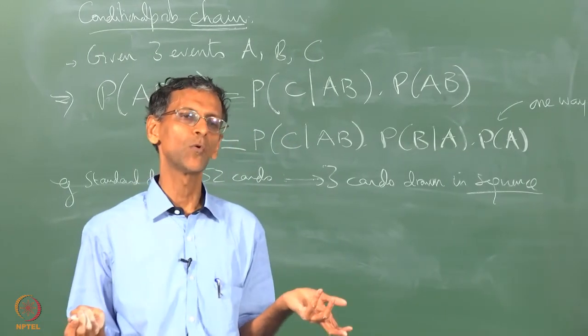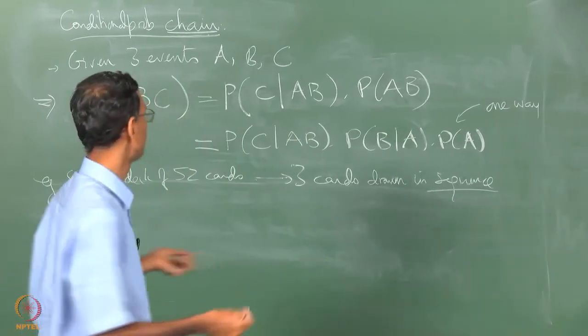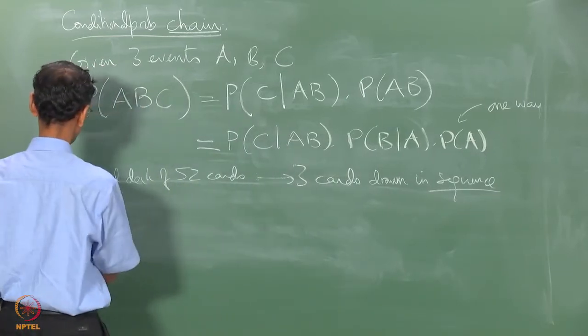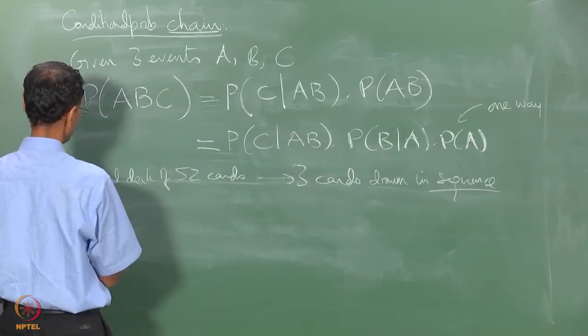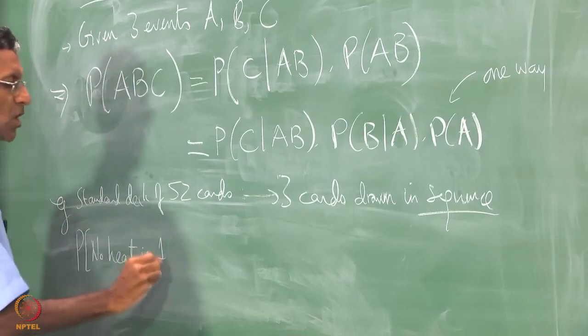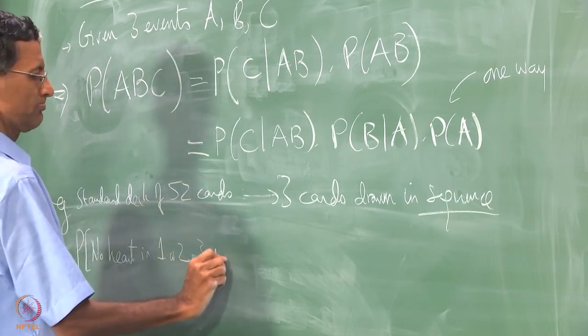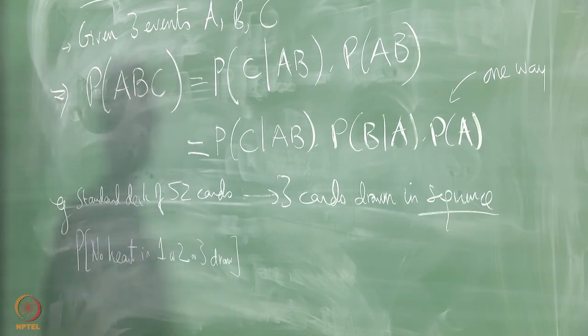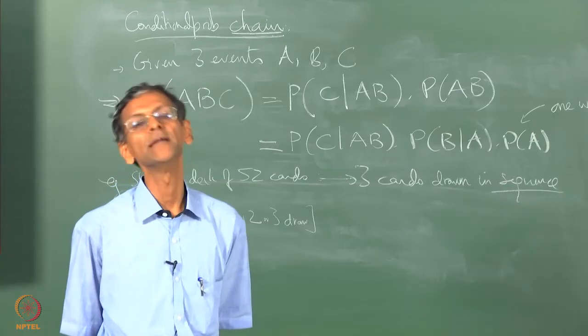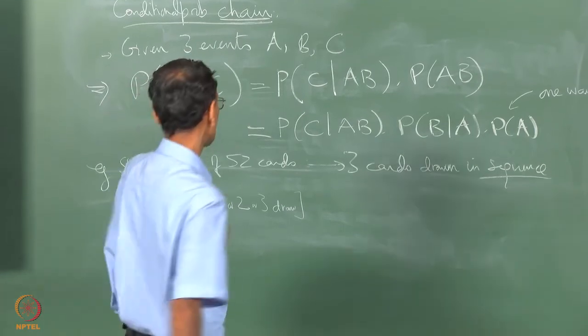Now if somebody asks you what is the probability that none of those 3 cards is a heart, in the first draw or second draw or third draw. So this is clearly a joint event, exactly like this. So how do you mathematically simplify it using this notation?